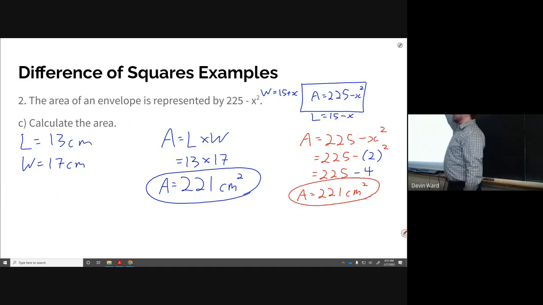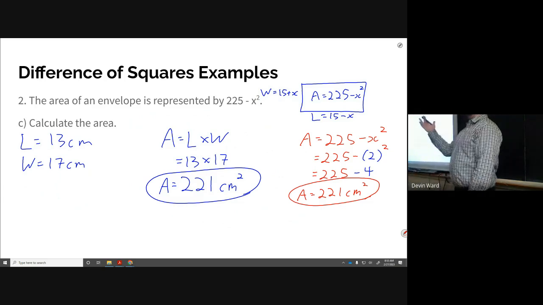It's because of the minus x squared. Thank you. Okay, so that's also a good way if you want to double check your work. If you find the actual dimensions, and find the area that way, you can sub in x equals 2 back into that original equation, and you should get the same answer for each of them.